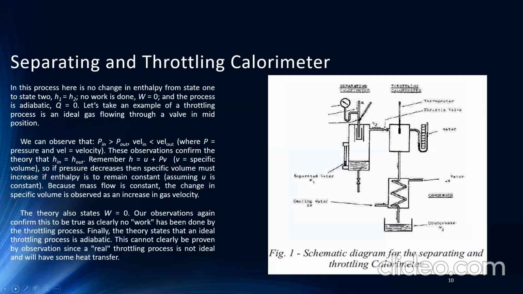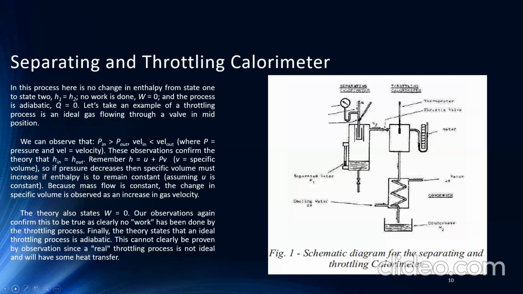So in this process, there is no change in enthalpy from state 1 to state 2. H1 is equal to H2. No work is done, W is equal to 0, and the process is adiabatic, Q is equal to 0. Let's take as an example of the throttling process an ideal gas flowing through a valve in mid position. So we can observe that P in is not equal to P out, and velocity in is less than velocity out, where P is the pressure and V is the velocity. This observation confirmed the theory that H in is equal to H1.